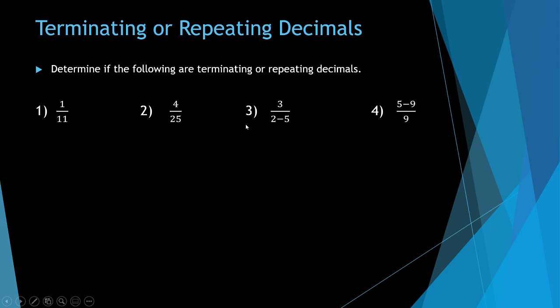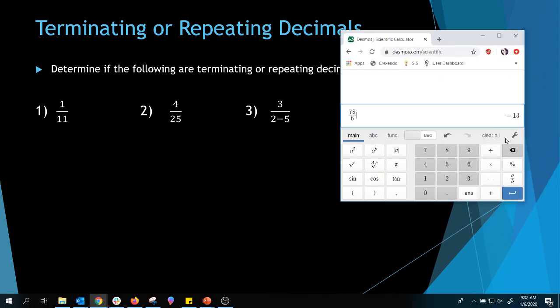Right, so here are some examples, and we're going to determine if they're terminating or repeating. What we're going to do for these is divide all of these on a calculator and see what the calculator tells us.